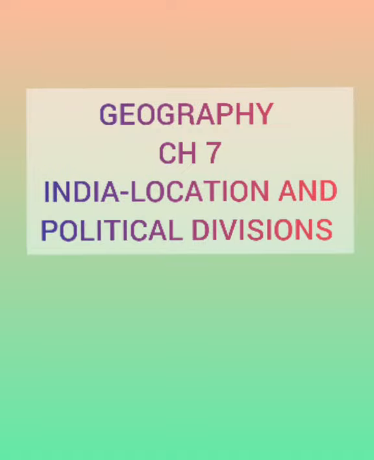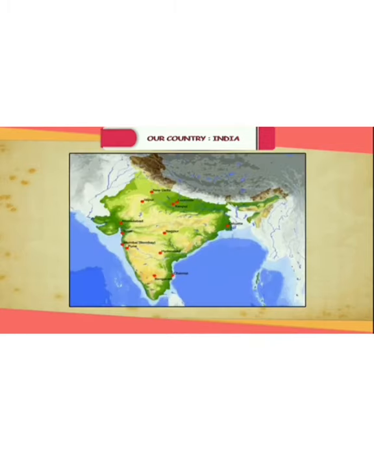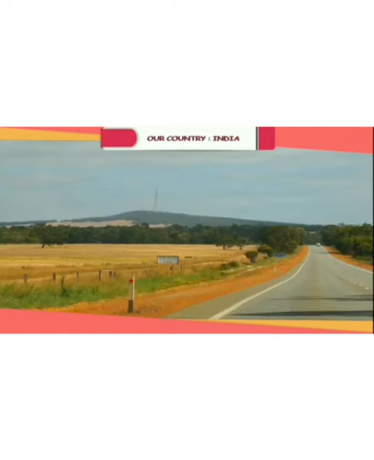Chapter 7, India, Location and Political Divisions. So in this chapter basically we are going to study about the location of India and how India is divided politically. The official name of our country is the Republic of India. Location and extent. India covers approximately 3.28 million square kilometers of area on the earth. It is the seventh largest country in the world.